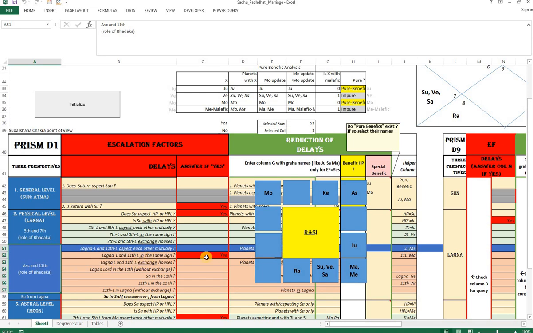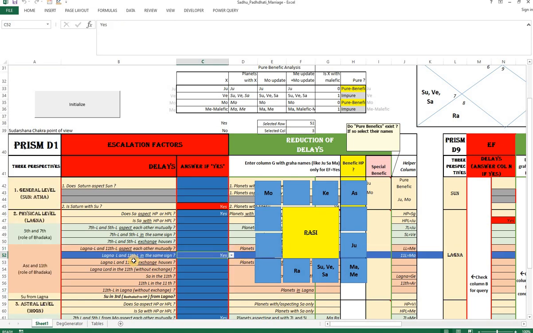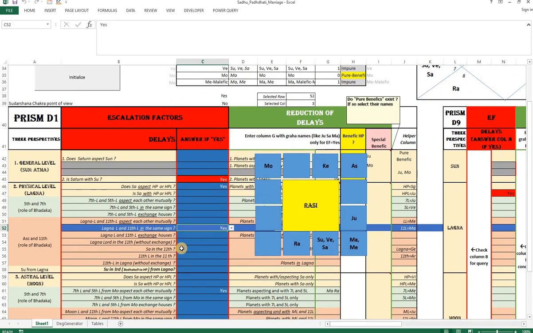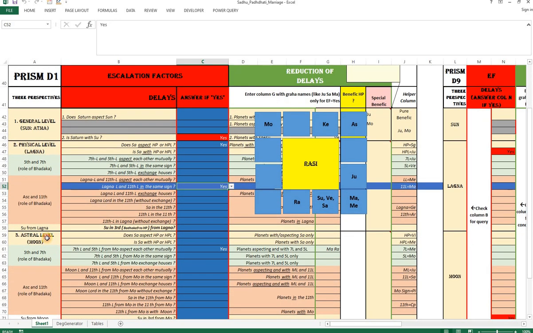And we have to answer again the same questions this way, checking whether the Lagna Lord and the 11th Lord are in the same sign. If you are confused about what the Lagna Lord is and what the 11th Lord is, just check here. The Lagna Lord is Mercury and the 11th Lord is Mars. Do Mars and Mercury combine anywhere? Yes, they do combine in the chart. So you press a yes there. That way you keep answering here and then come to the astral level.